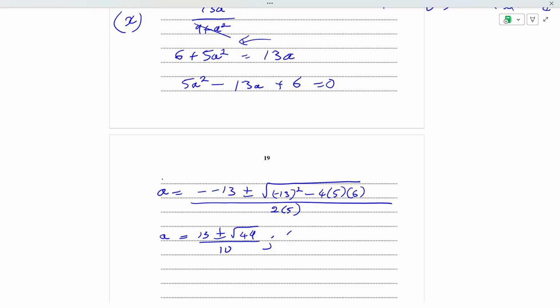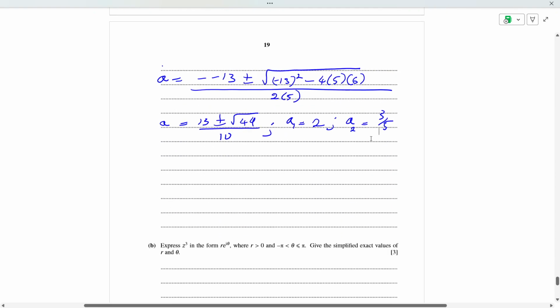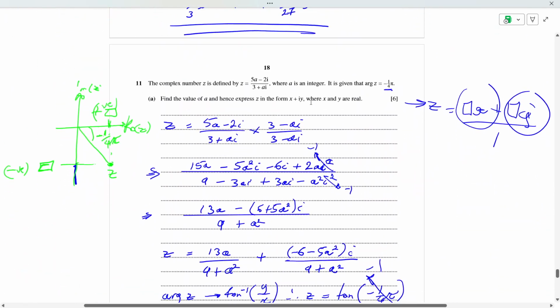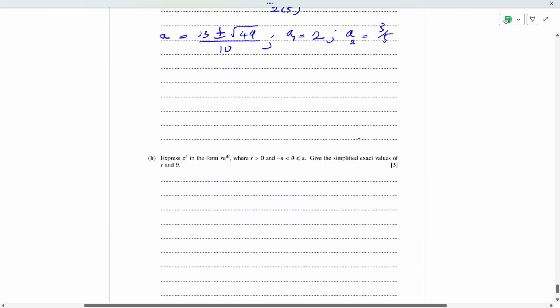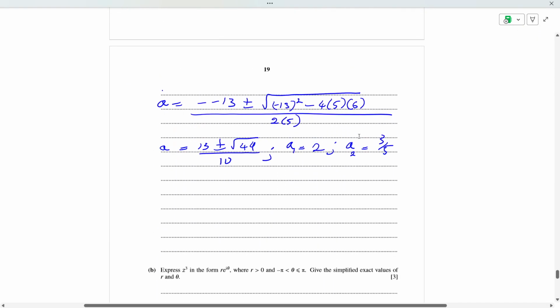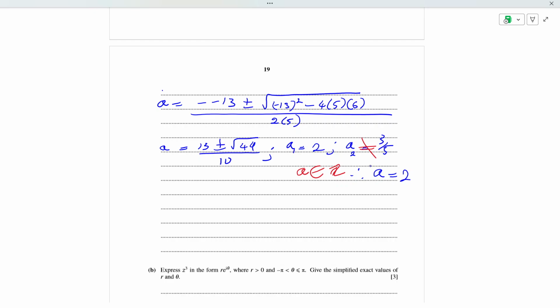Then we have our values for a: a1 is 2 and a2 is 3 over 5, if we simplify those two in the calculator. Two values for a, right? But we know that a is an integer because the question told us, right here. It says that a is an integer. So every piece of information that you get in a question would be useful. So in this case, a is an element of the integers, so this cannot be 3 over 5. Therefore, our a is 2.